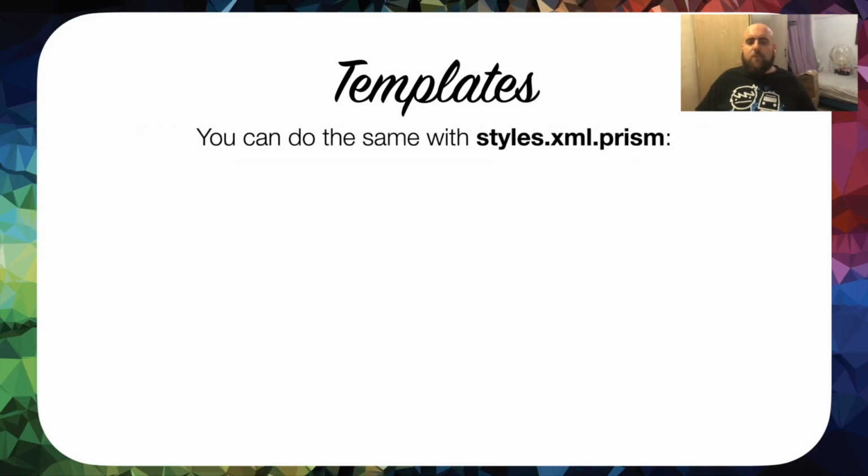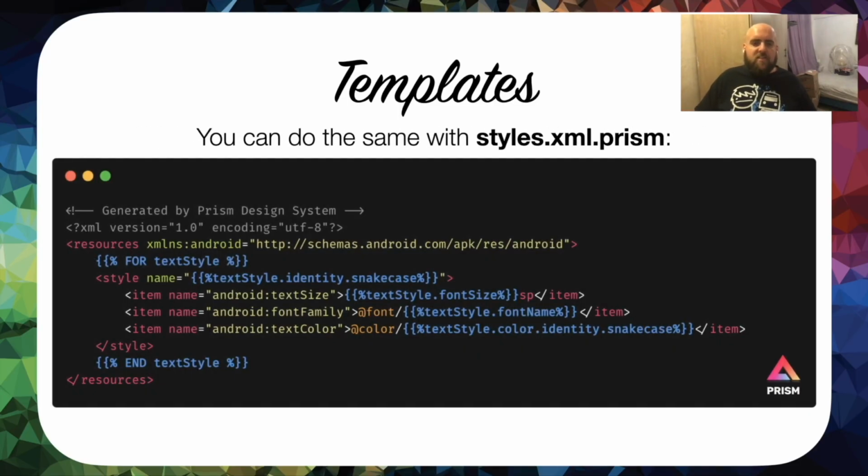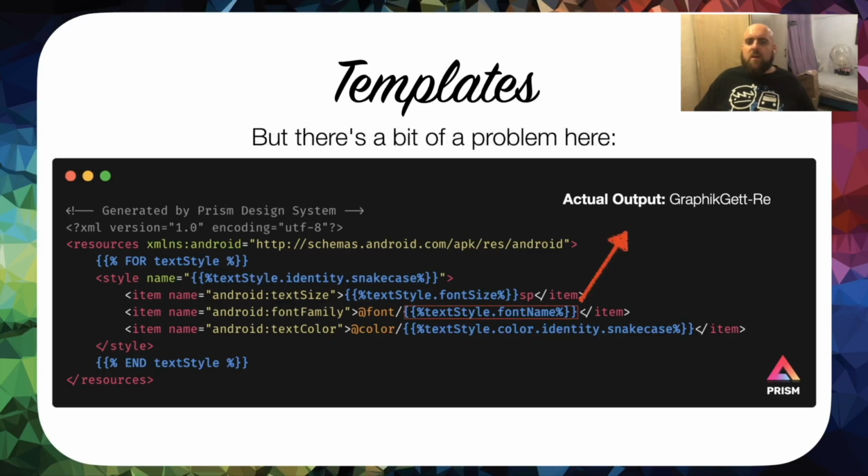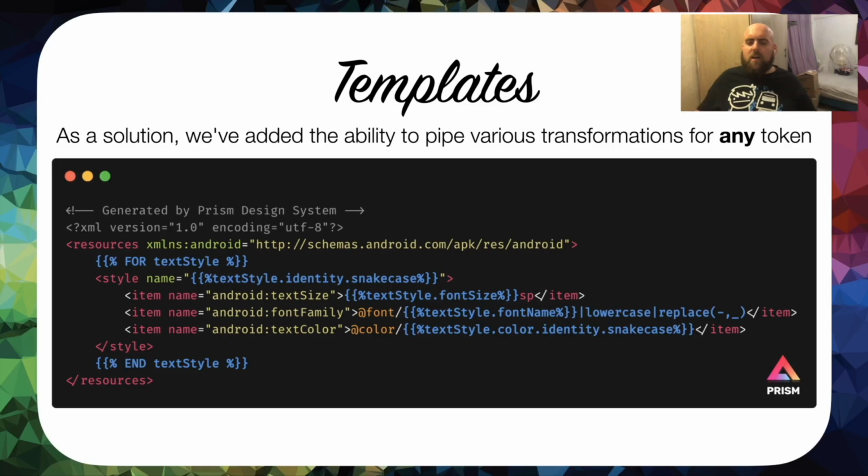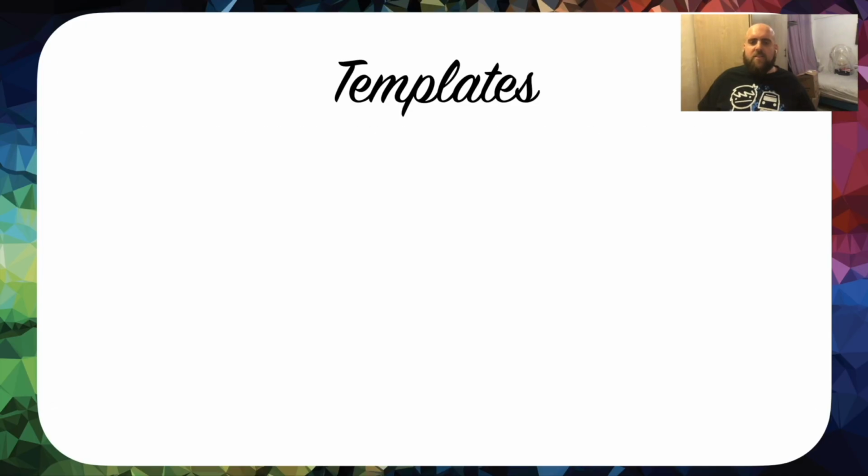We can do, again, the same for styles.xml.prism. For every textile, we have textile style identity snake case with a font size, font name, and a snake case identity linked to the same color. Here we had a small problem. Our specific team had a font called graphic Gett-regular, and dashes don't work too well here. So they wanted a name to have it all lowercase and have an underscore instead. So we introduced these pipe transformations. So you can have pipe lowercase, pipe replace dash with underscore, and it just works. And we generate exactly the code you expect.